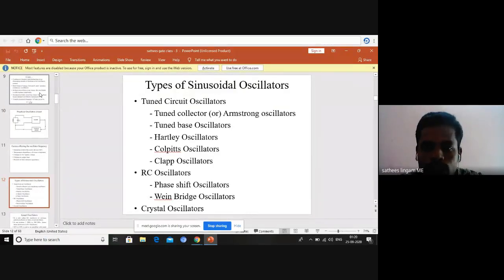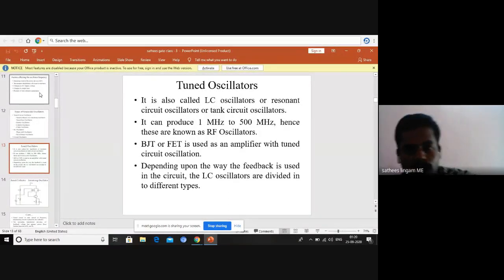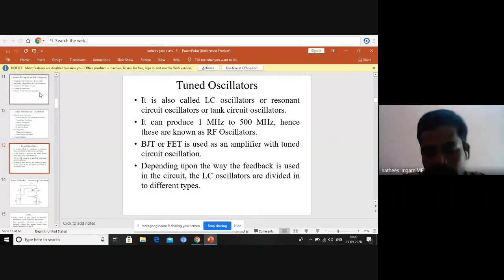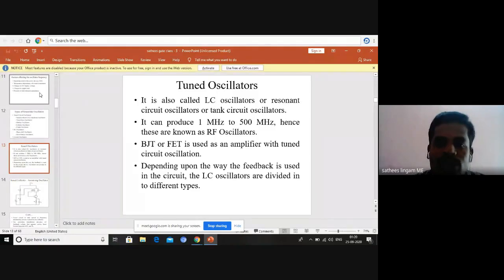Now the first one is the tuned oscillator. What is a tuned oscillator? It is also called an LC oscillator. Just now I told you, keep it in your mind. In oscillator circuitry, if they ask me for another name of this particular oscillator: the tuned oscillator is also called LC oscillator, resonant circuit oscillator, tank circuit oscillator. So this many names are there.